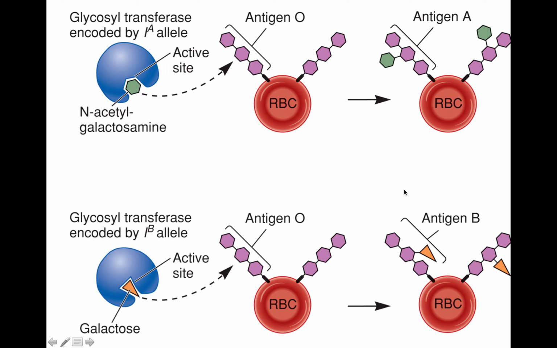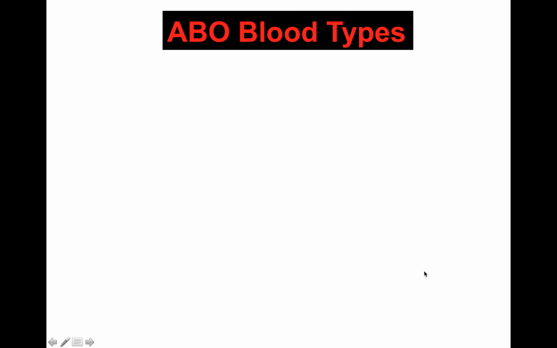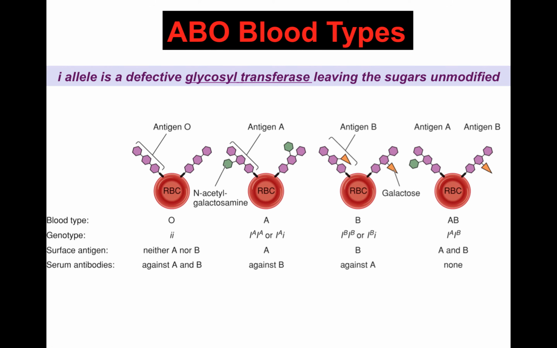There's a third allele that is inactive, or defective, glycosyltransferase, and it leaves the sugars unmodified, creating the O antigen. So we have 3 different possibilities for how the sugars on the red blood cell are modified: no modification, galactosamine, and galactose. That yields all the different types of blood that are possible.